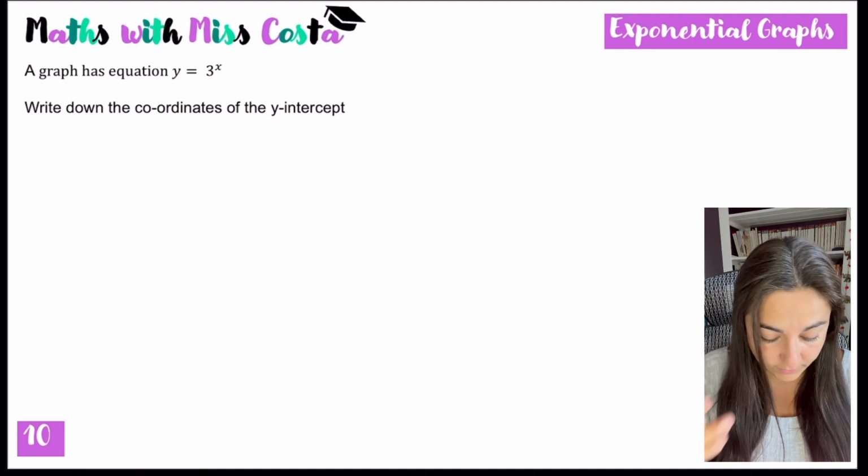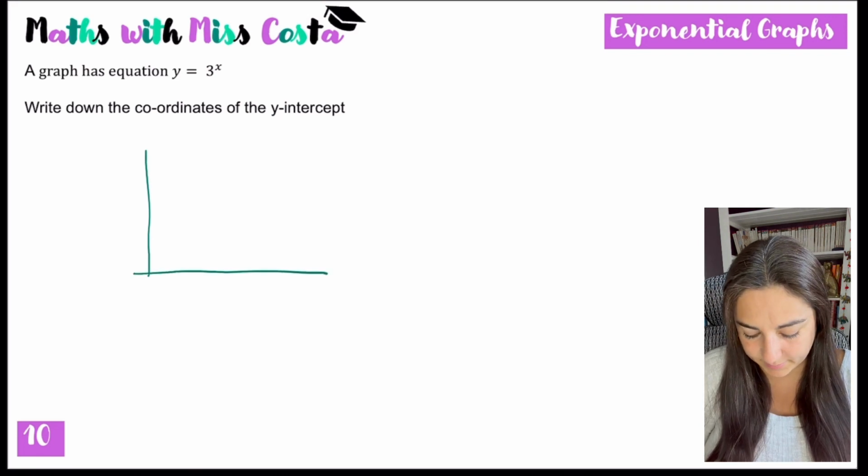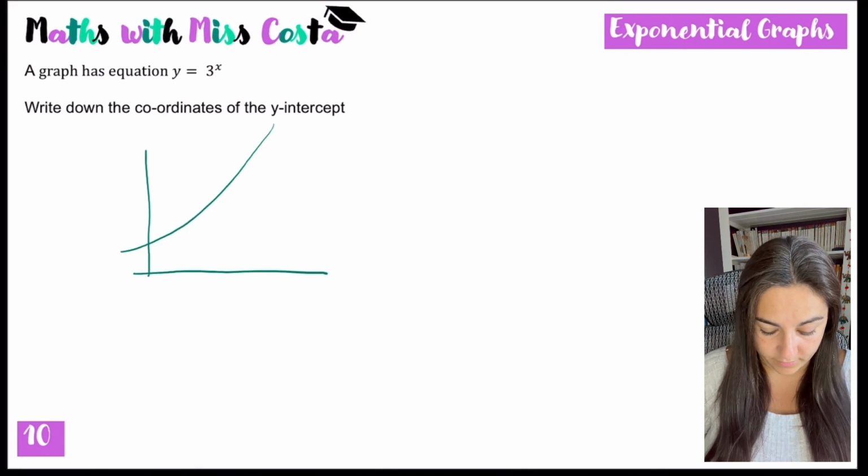Okay, a graph has equation y equals 3^x. Write the coordinates of the y-intercept. So this is like an exponential graph. 3 to the power of x is going to look something like this.